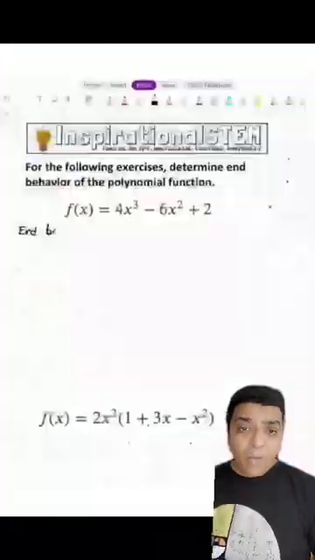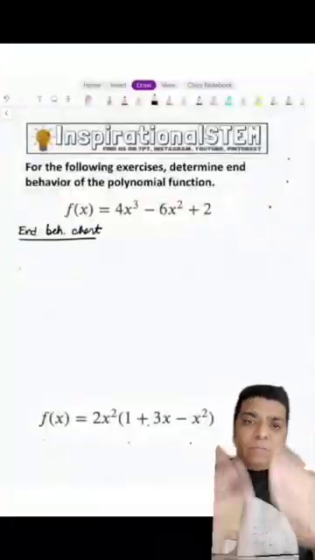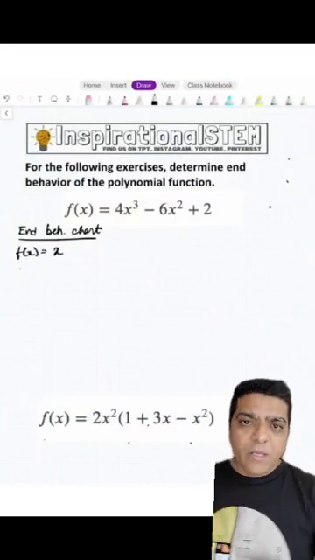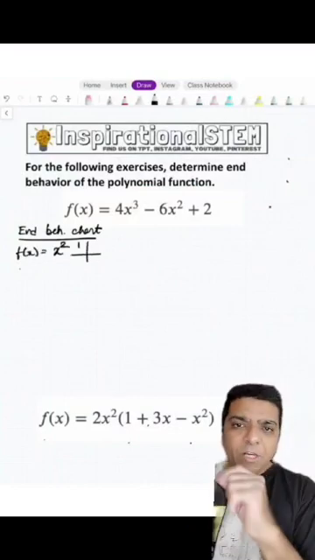How to find the end behavior of polynomials. Let's go. All right. So this is a problem, but before we do, let's look at a chart. So first example in the chart is f of x equals x squared.